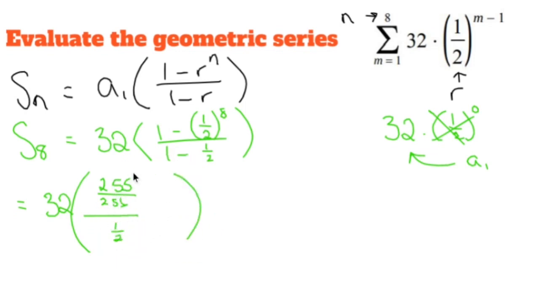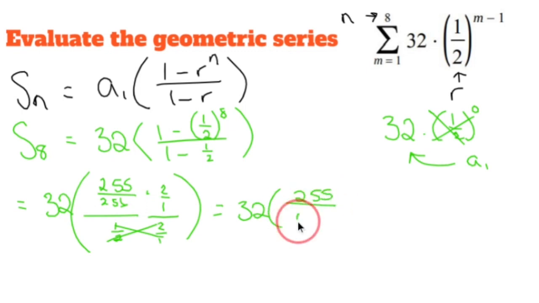Now, in order to do a fraction over a fraction, you multiply the top and the bottom by its reciprocal, so the bottom, the denominator, can completely go away. So now what I have is 32 times this fraction times 2, which ends up changing it to 255 over 128. 32 times 255 over 128 is 255 over 4.